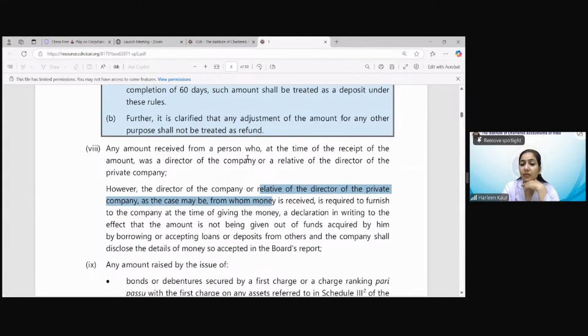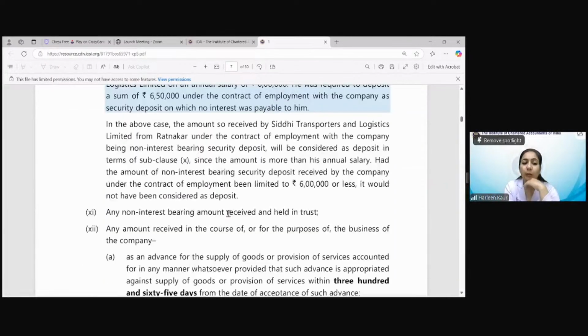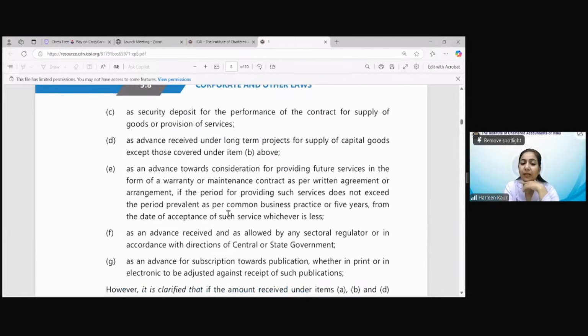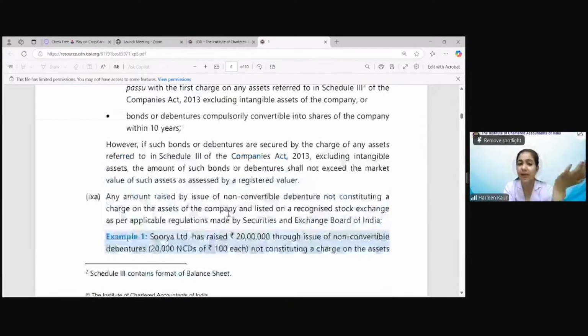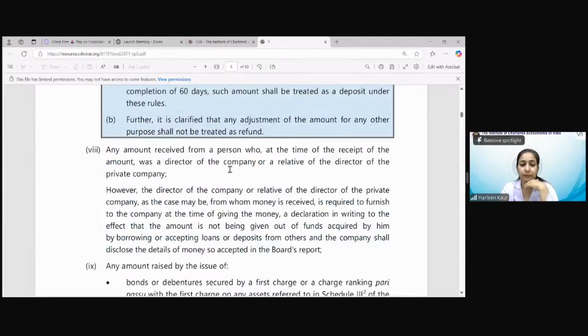Amount received from a person who at the time of receipt was a director of the company or a relative of a director of a private company. So here we are specifically talking about the private company. Then the point will come which will be talking about the public company. In case of a public company, again, we are accepting the money. It has a separate condition.